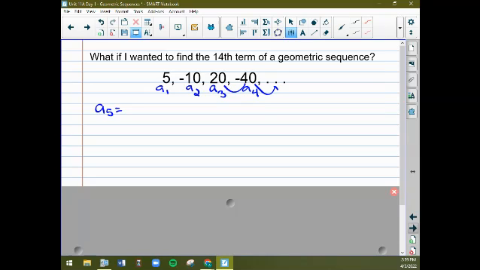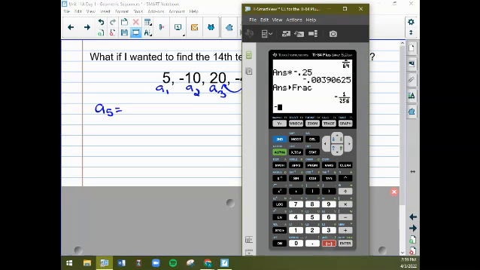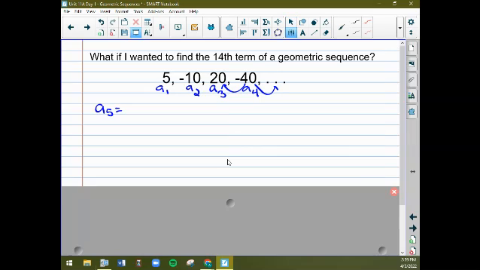Okay, let's go backwards to calculate that. So I want to do -40 divided by 20, and I think it's going to be -2. Now let me make sure that that works. 20 divided by -10, -2, and -10 divided by 5. So the common ratio is going to be -2. So then I would need to go forward a ton of spots, right, until I got the 14th term.